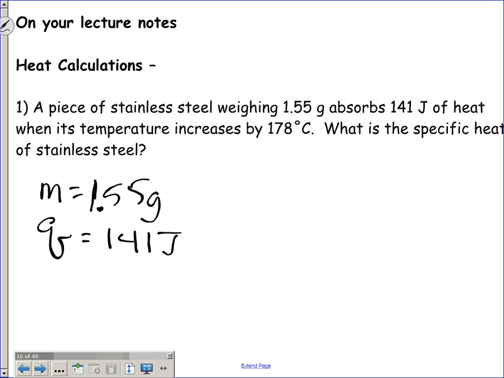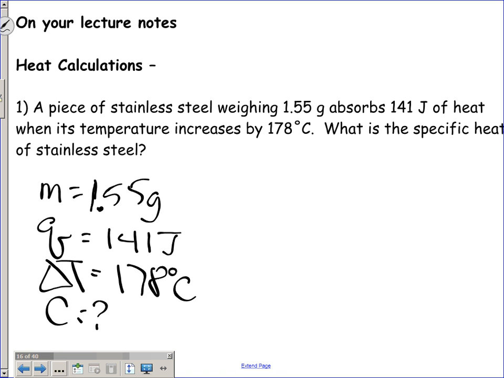Zach, what's another variable given to us? 178 degrees Celsius. And so that's our delta T, right? So it says the temperature increases by that, so delta T is a positive value, 178 degrees Celsius. Erilyn, what are we solving for? C, good. So we're solving for the C value.